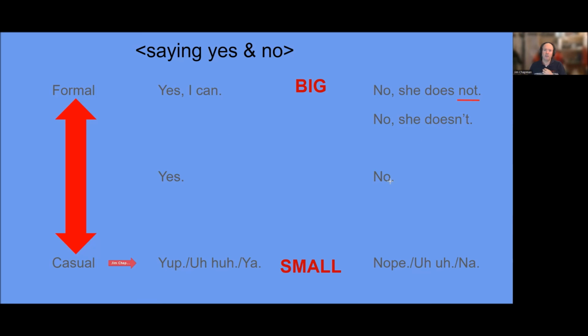Step down, a little bit less formal: no, she doesn't. And then no. And then down here is super casual. Nope. Nah. And you can see the gesture. Nope. Nah. So that's super casual saying no. And over here, super casual saying yes. So can you use it?